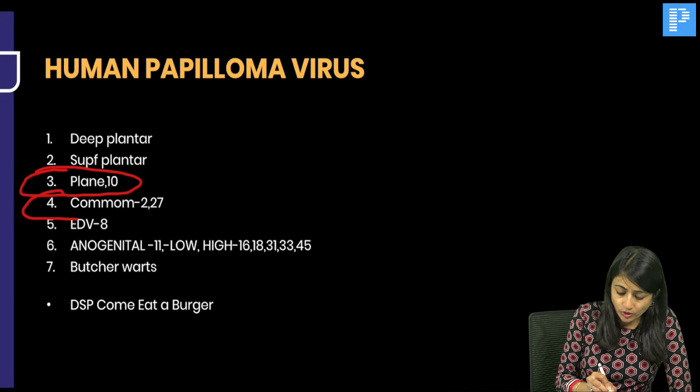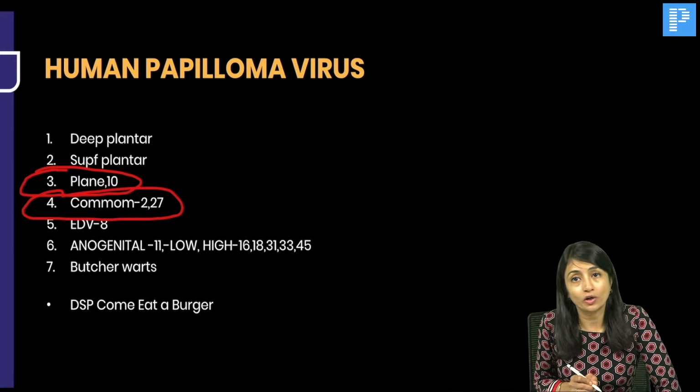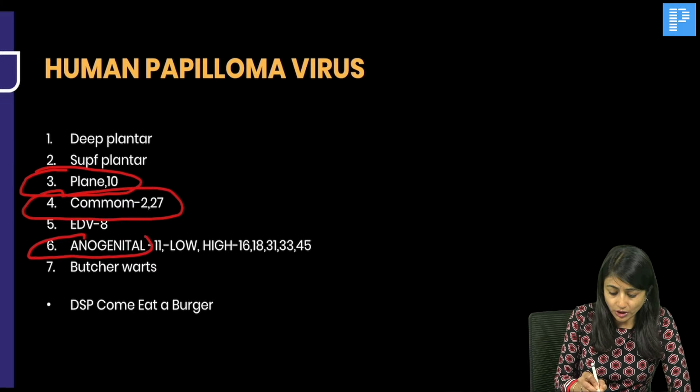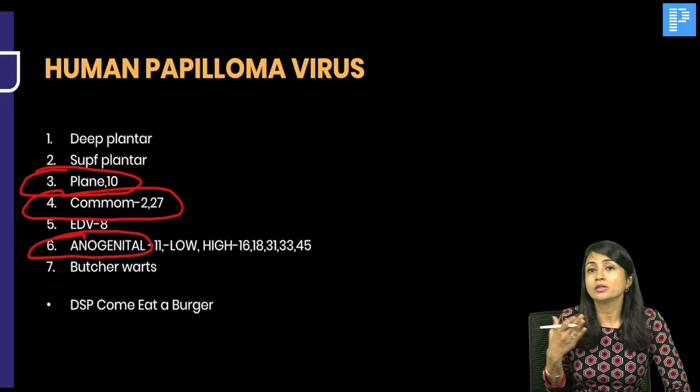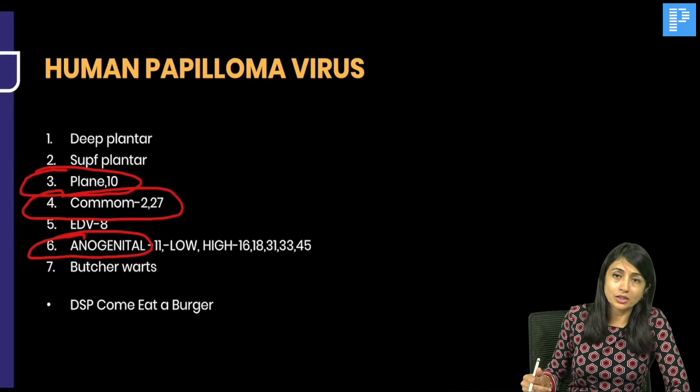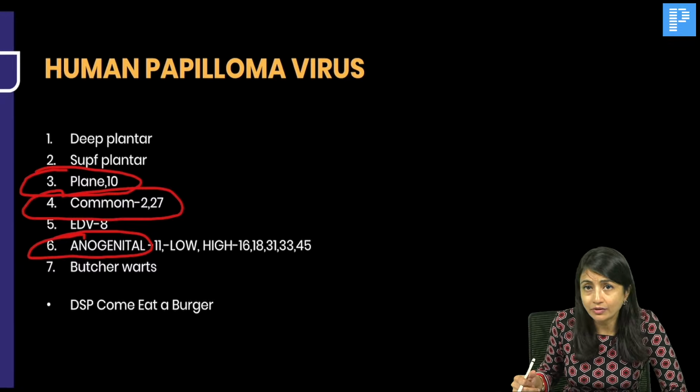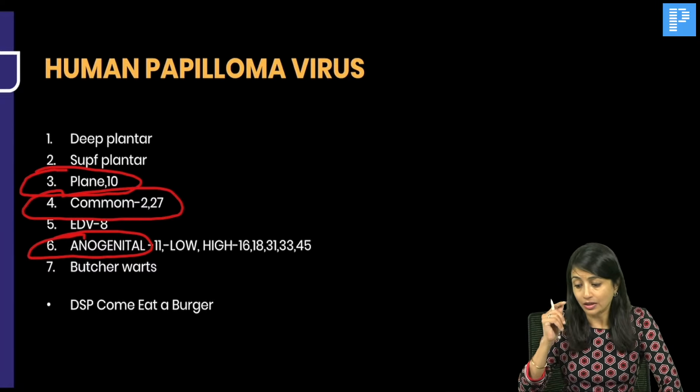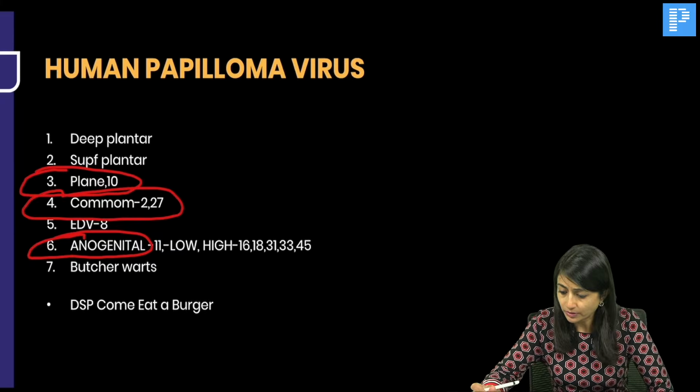You should also be knowing about common wart, 4, 2 and 27, and anogenital. In anogenital, know that there is a low risk HPV and high risk HPV. Low risk is 6 and 11 and high risk is 16, 18. These are the most important.